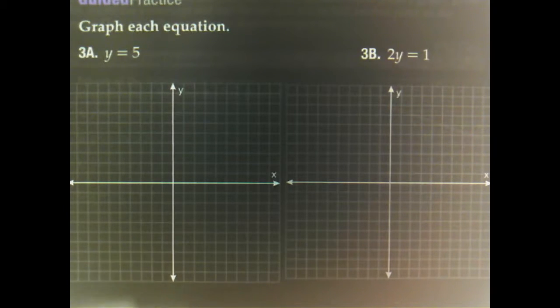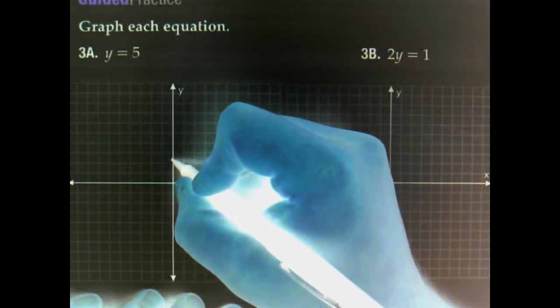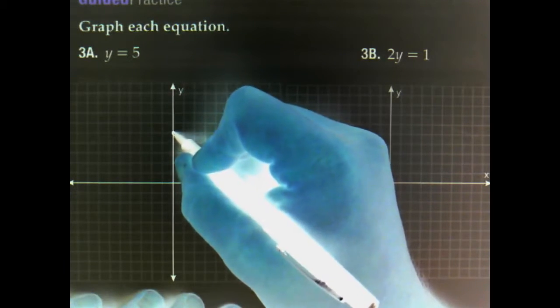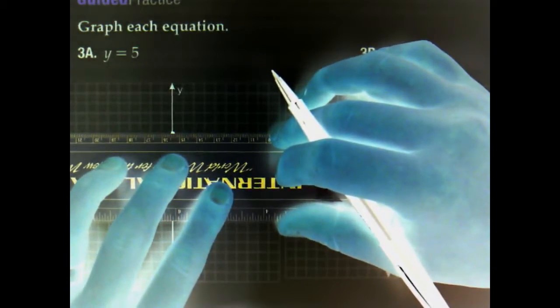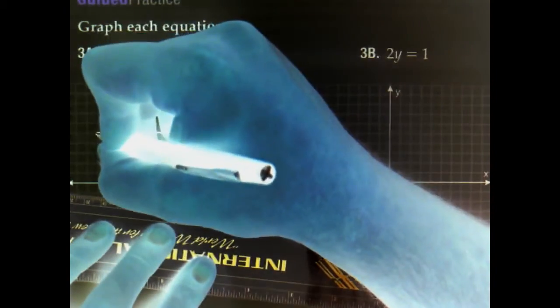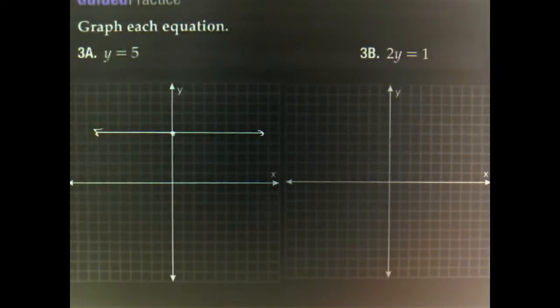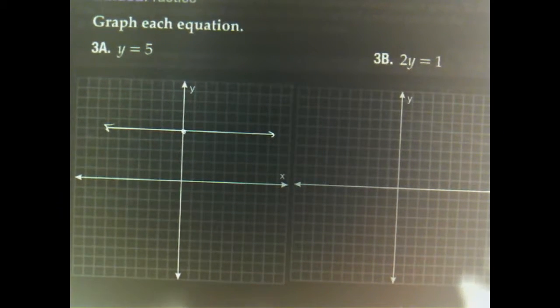So you should be back from trying 3a and 3b. y equals 5. That's a horizontal line at 5. 1, 2, 3, 4, 5. Put a point. Draw your line. No need to make it any more complicated than that. You just have to be able to recognize that if y equals 5, my slope is 0, and a horizontal line has a slope of 0.